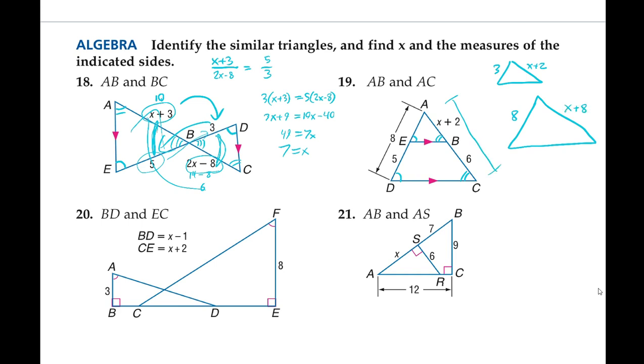So the ratio we could set up is x plus 8 is to x plus 2 as 8 is to 3. And then we just cross multiply. So 3 times (x plus 8) equals 8 times (x plus 2): 3x plus 24 equals 8x plus 16. Subtracting, we get 5x here, and we get 8 over here, so x equals 5/8.